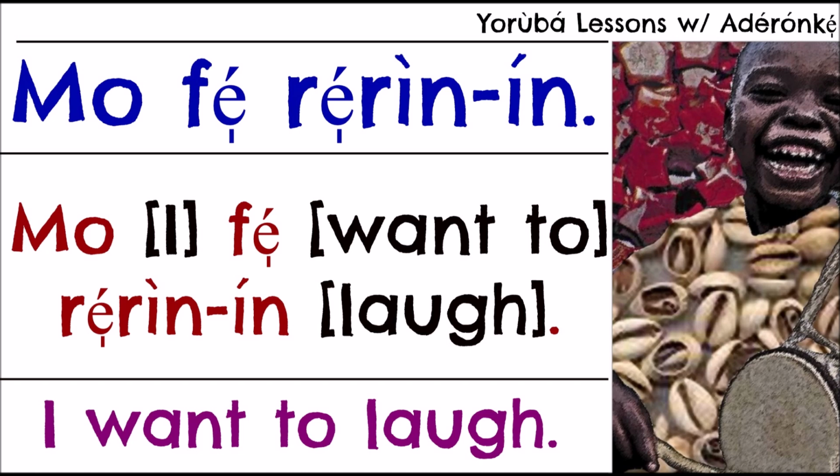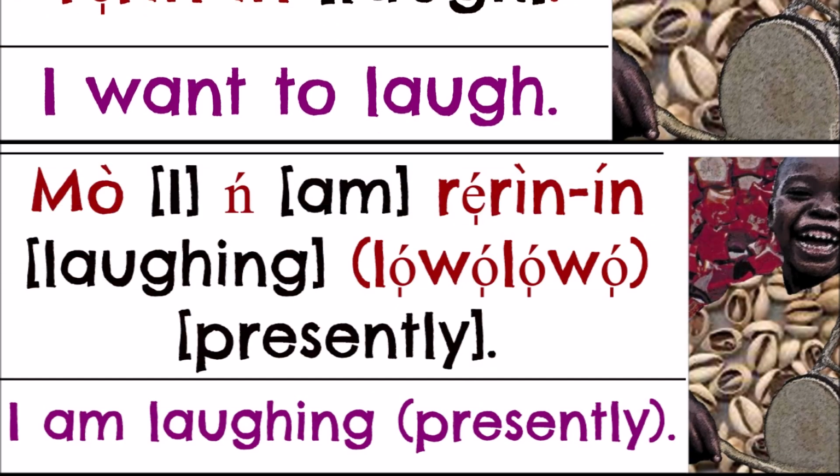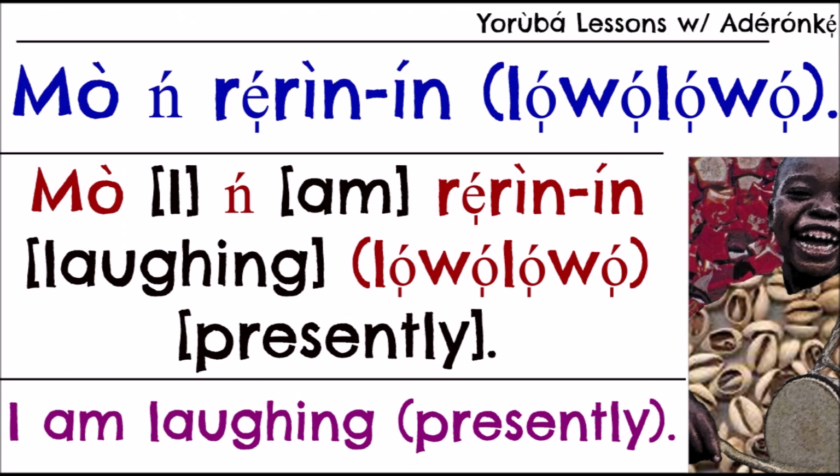Fẹ́ is to want or to want to. Rẹ́rìn, like I said, is laugh. So mo fẹ́ rẹ́rìn is I want to laugh. Mo fẹ́ rẹ́rìn, I want to laugh. That's how to say it. Now, if you want to say I'm laughing, you're definitely doing it presently.